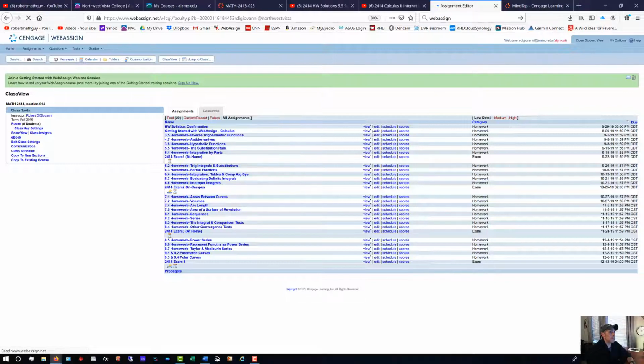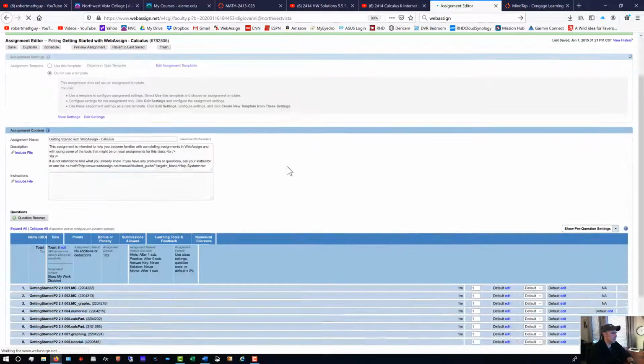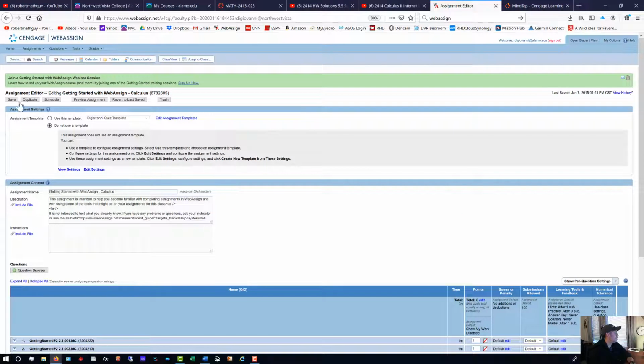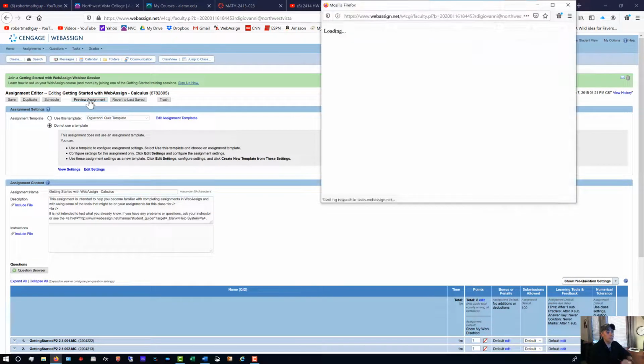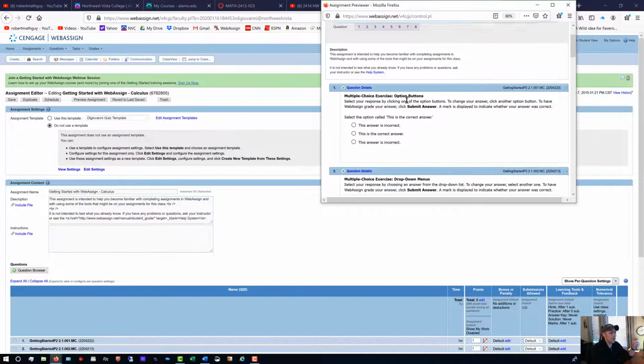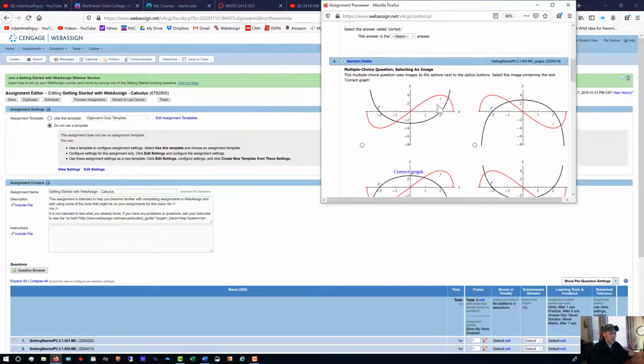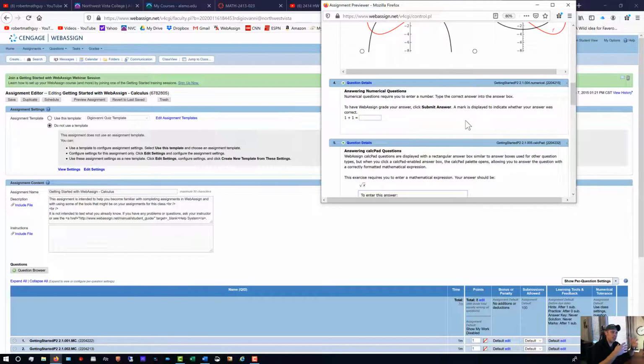And then there's this Getting Started with WebAssign. All that is a homework assignment that takes you through and teaches you, if you've never used WebAssign, how to use the different palettes, and how to put in answers.